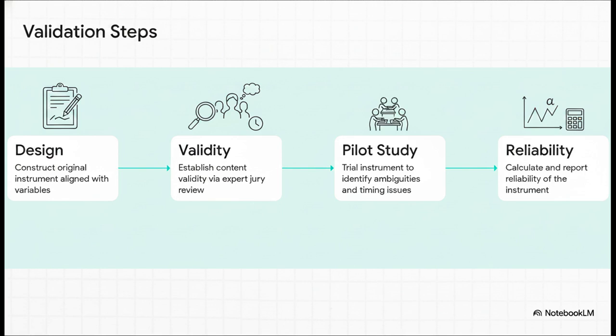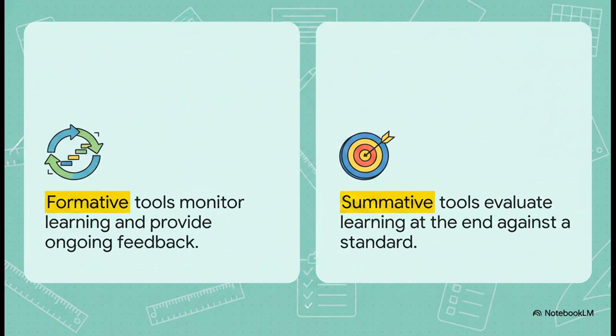And finally, you calculate its statistical reliability, usually using something like Cronbach's alpha. And while you're designing these tools, you need to know exactly what kind of measurement you're after. Think of formative assessment tools as the rehearsal. You're monitoring ongoing learning and giving feedback along the way. Summative assessment tools, on the other hand, are opening night. You're evaluating the final learning against a set standard. Knowing the difference here literally dictates how you build your entire rubric.